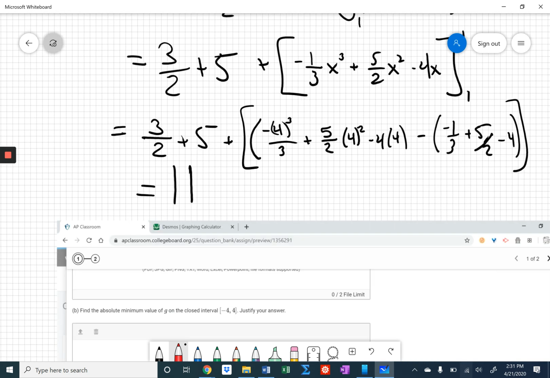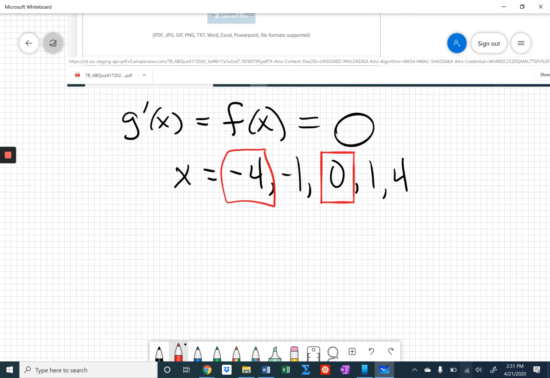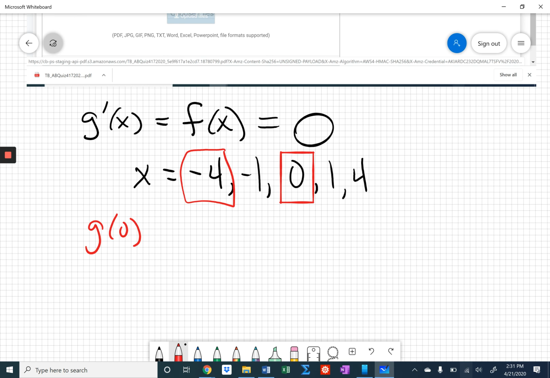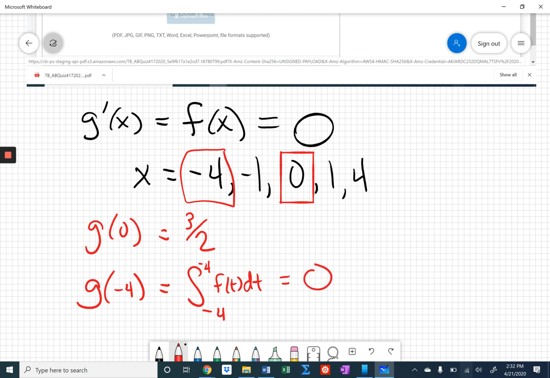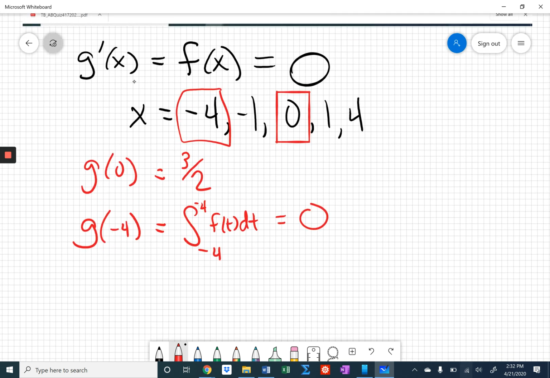Okay, and we've done some of the work on this. We do know G of 0. That's 3/2. I'm kind of going out of the order that I wanted to, but that's okay. G of -4, that's easy. That's the integral from -4 to -4 of f of t dt. And this is them testing your concept knowledge. Do you understand that when the upper and lower limits are the same, the value of the integral is 0? You should. And then G of 4. Oh, we already calculated G of 4, so that's something else we can look at also. We already saw that was 11.